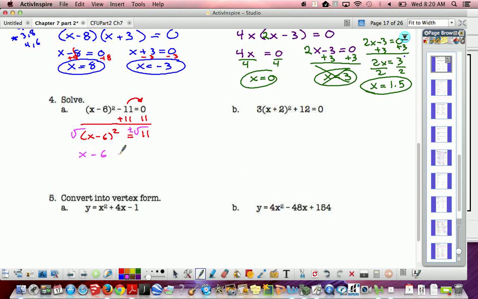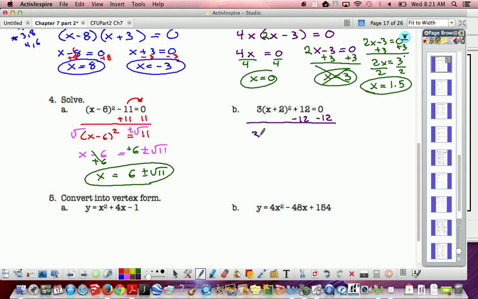So now I have x minus 6 equals plus or minus the square root of 11. We still want to add 6 to both sides. So x equals 6 plus or minus the square root of 11. This one you don't have to simplify any further because the square root of 11 doesn't simplify. On B, same process, just a little more arithmetic involved. Subtract 12 on both sides.